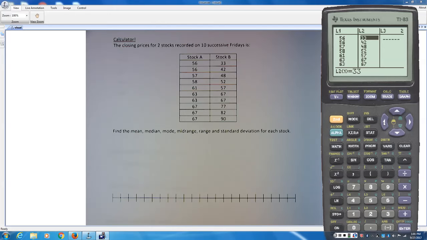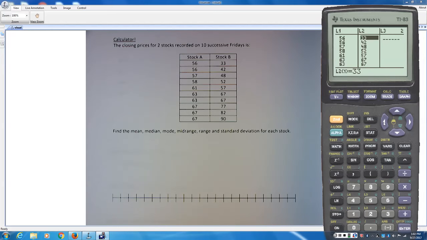So stock A started out at $56 and stayed that way for a couple of days. Then it went up $1, then it went up $2, then it went up $3, and then it went up $2 and it stayed the same. And then it went up $4 and stayed the same for 3 days. Stock B, on the other hand, started out at $33, then went to $42, then went to $48, then went to $52, then up to $57, then increased by another $10 to $67, then another $10 to $77, and then another $5 to $82, and then jumped another $8 to $90 on the last day.